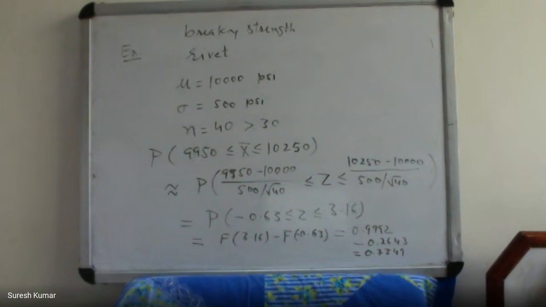Let's do one more problem. The problem is: an electrical firm manufactures light bulbs that have a length of life that is normally distributed with mean mu equal to 800 hours.